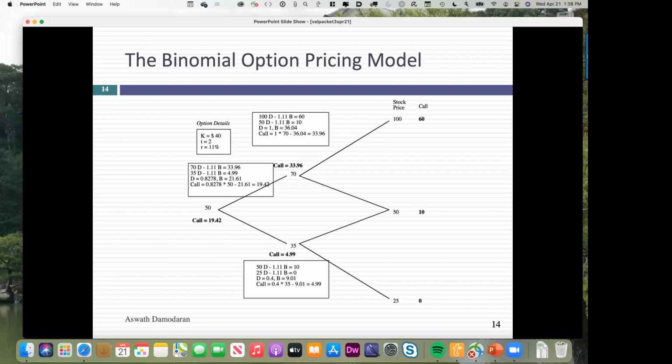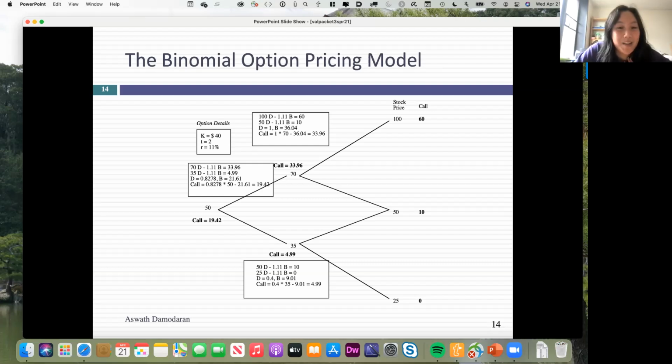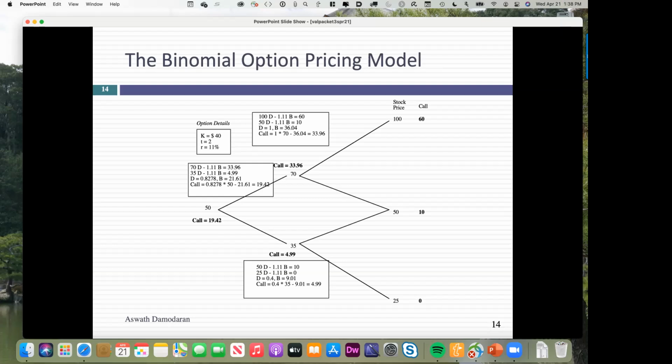Rebecca, why am I not showing a minus 15 in there? The strike price is 40, so why would I not lose 15 if the stock price goes to 25? I'm actually not sure.